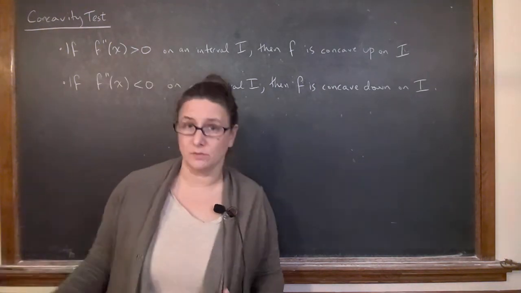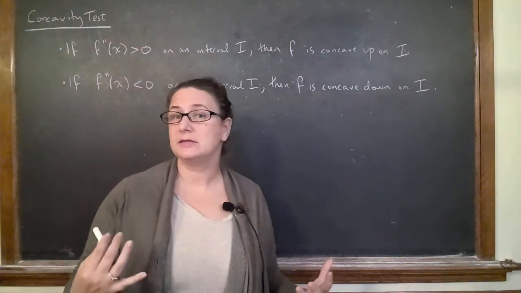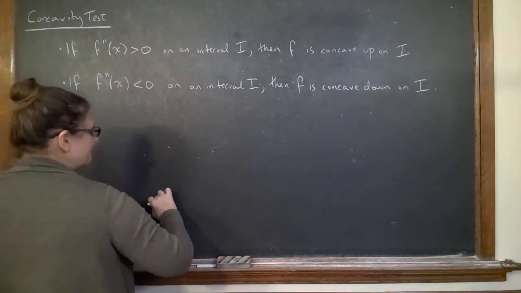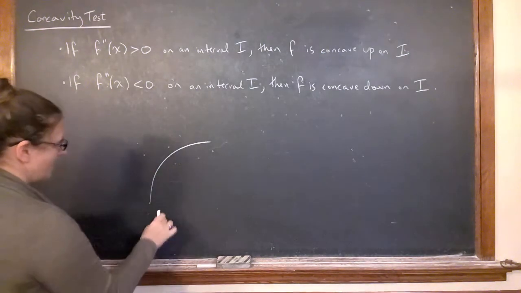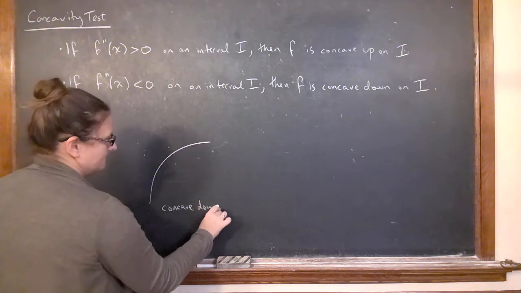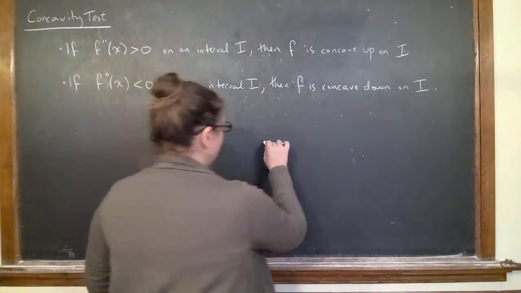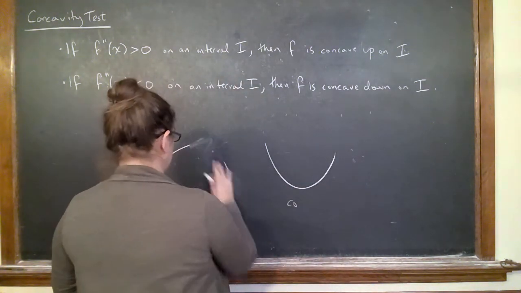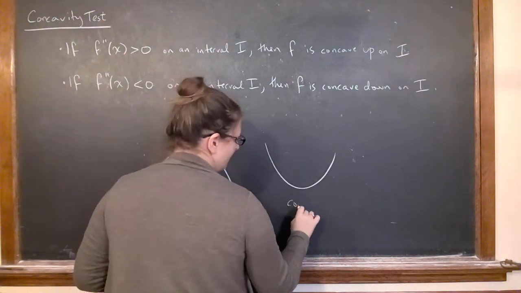Really, especially when you go into Calc 3, you have to think of the second derivative as, in some sense, a measure of curvature. So we need some definitions. If my curvature is like this, if it's curving up, I call this concave down, right? Because the cave is down. And if the curvature is like this, no, maybe I'll make it more obviously down, right? More obviously down, concave down. More obviously up, concave up.